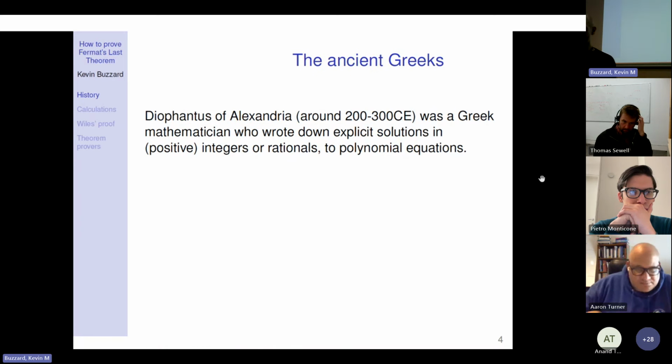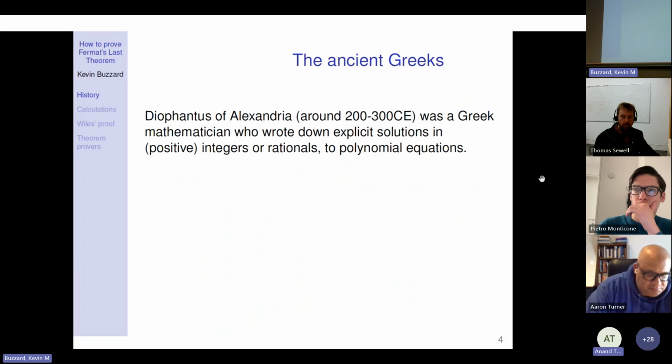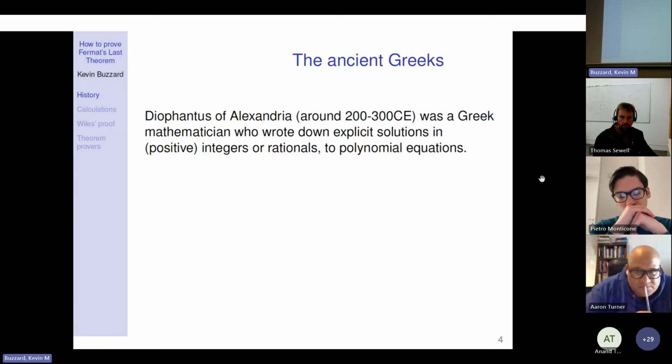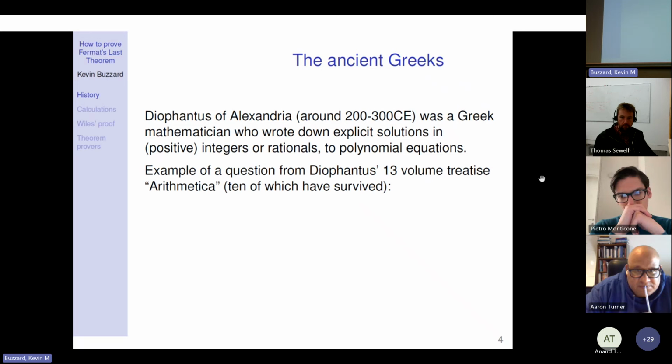So Diophantus was about 1800 years ago. He was a Greek mathematician, and he was interested in explicit solutions. They hadn't invented zero or negative numbers at this point. So he was interested in explicit solutions in positive integers or rationals to polynomial equations, because they hadn't invented sines and cosines either. So we're a long way from differential equations, but polynomial equations, you can make sense of that. You need to know very little about mathematics to talk about polynomial equations.